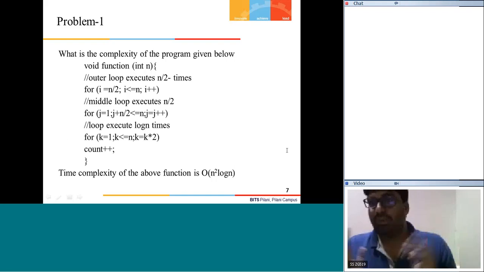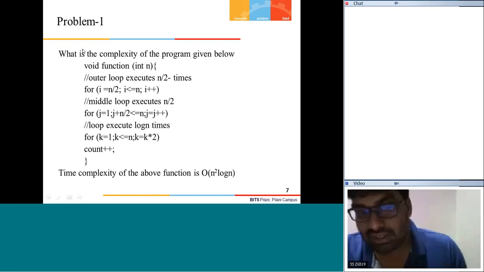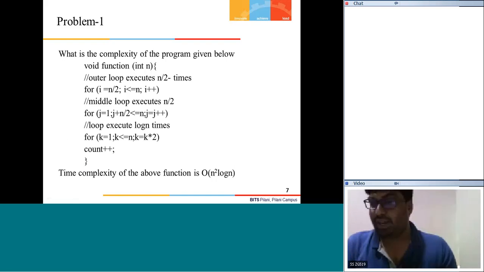Correct? Assume this is your statement. What is your time complexity? You would have got the time complexity as order of n, right? That is wrong because clearly observe, this whole part is behaving like a single loop. You start from the first loop to the last. That's the reason why it is n square log n.